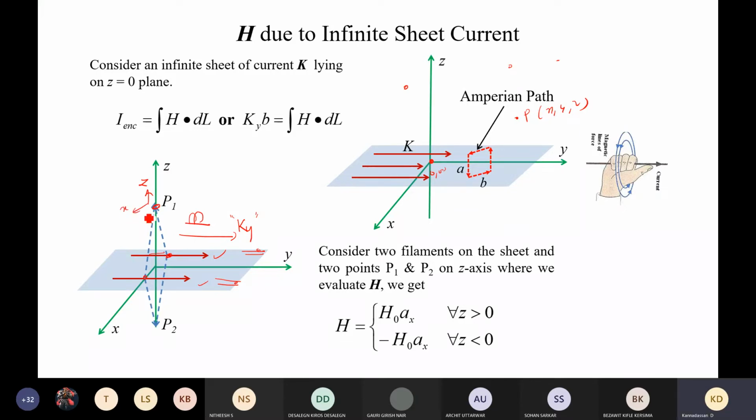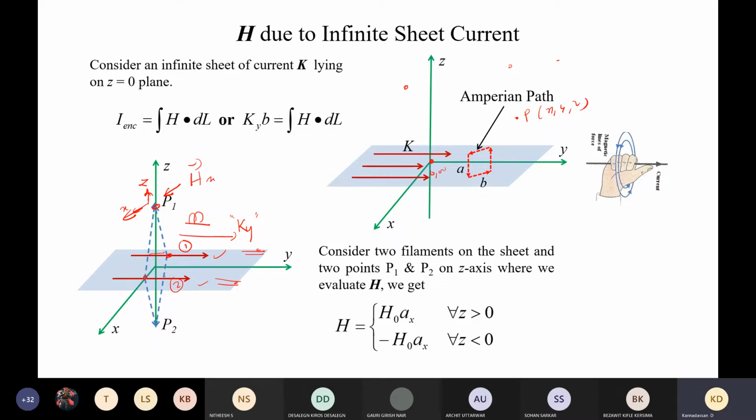Due to one filament, the magnetic field will be available in this direction, and due to the other filament also, it will be available in the same direction. But what about the z direction? It will not be available because that is the line joining vector. So obviously only one component will be available, that is the x direction. We can easily say that only the H x component alone will be available.